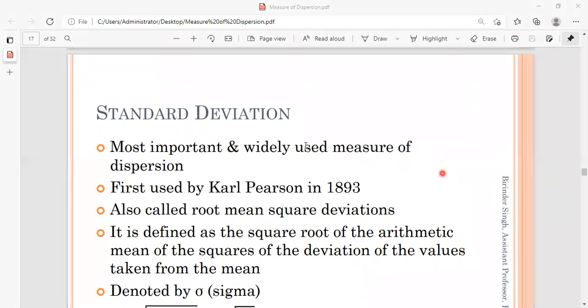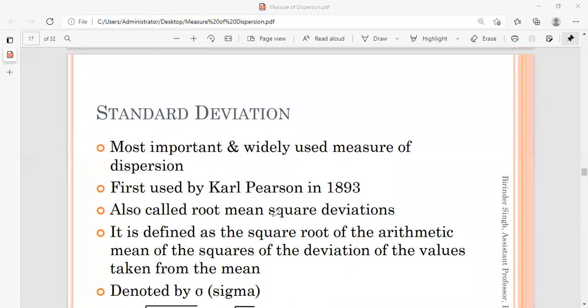I was just telling you that standard deviation is one of the most important, reliable, valid, and widely used measures of dispersion. And it was first conceptualized by Karl Pearson in 1893.